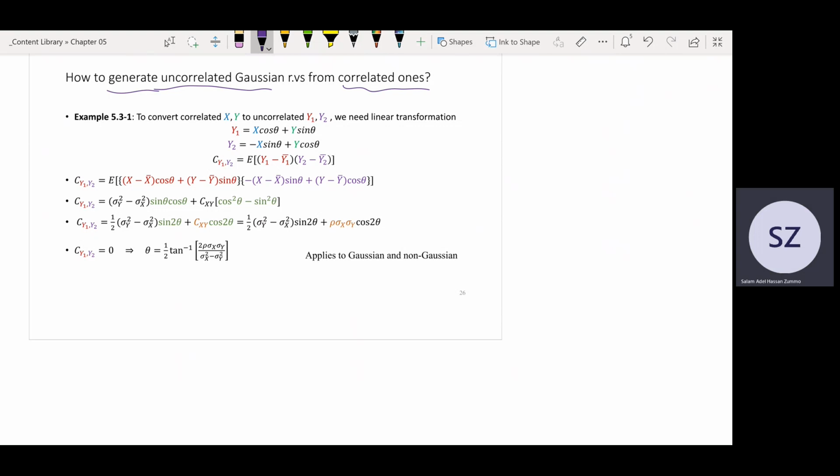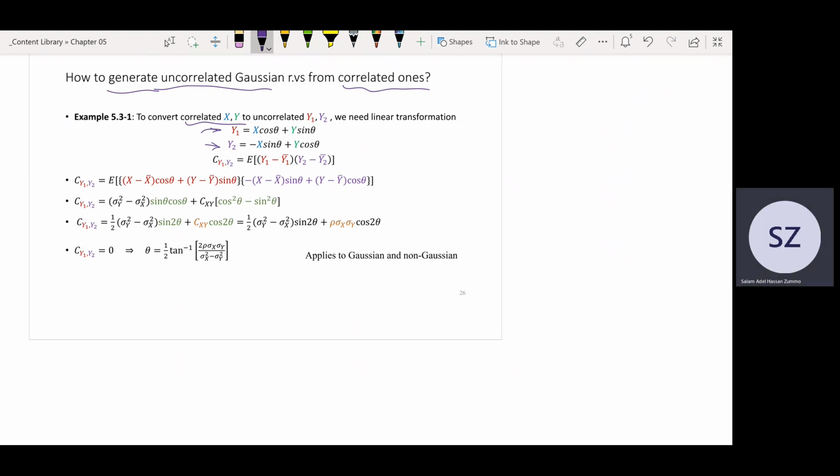Okay. Now, in order to convert that, here we have X and Y, the correlated random values. These are random values that have a relationship. We want to remove the relationship between them. So we define new random values Y1 and Y2. Y1 is X cosine theta plus Y sine theta.